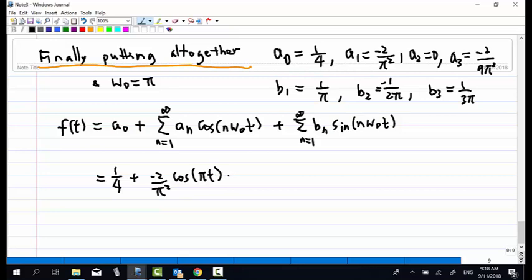Then the next term is a2. a2 happens to be 0, so we don't need to write a2 because anything times 0 is 0. Then a3 is minus 2 over 9 pi squared, cosine 3 omega 0 t, where omega 0 is pi. So you write down the first three terms of an, excluding a0. Then let's write down bn. First one is b1. b1 is 1 over pi, then sine with n equal to 1 and omega 0 equal to pi, so this is b1 sine omega 0 t.